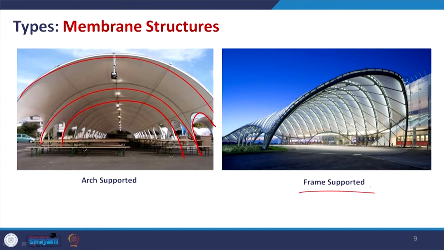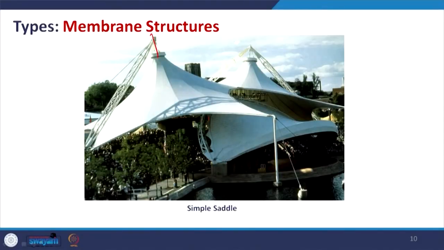Now, coming to the frame supported, it is again an arch form, but here you can see they are creating a structural grid. If you zoom out, you can see it is not a single arch form. Here a frame is used to create the overall volume, and this cloth or membrane is attached for creating the overall fabric structure. So, this is a frame supported membrane structure. Coming to the simple saddle, here you can see we have the mast and other supports, and to make the continuity between two curves there are some angular supports as well. So, this is the category of simple saddle.